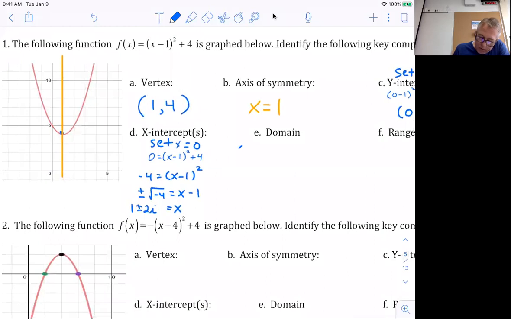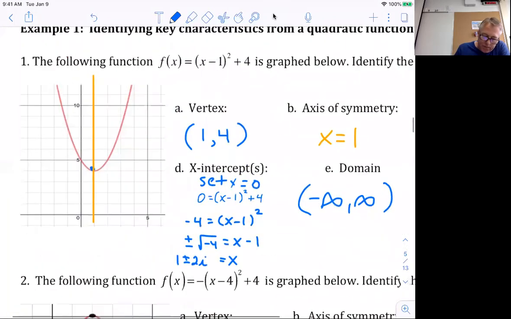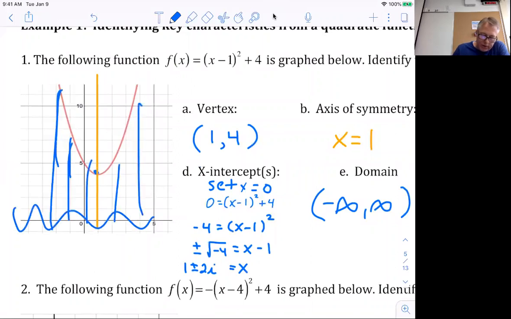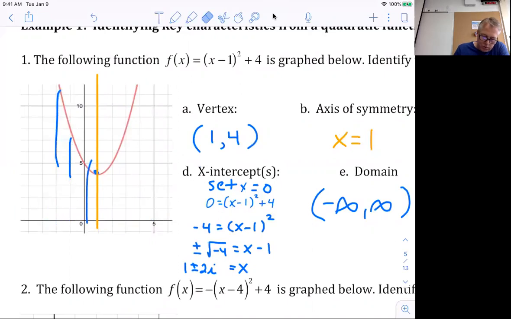All right, the domain of this function is all real numbers. It's from negative infinity to infinity. Remember, to find the domain, we squish all of it onto the x-axis. Okay, so the entire x-axis would be covered up. So the domain is going to be all real numbers.